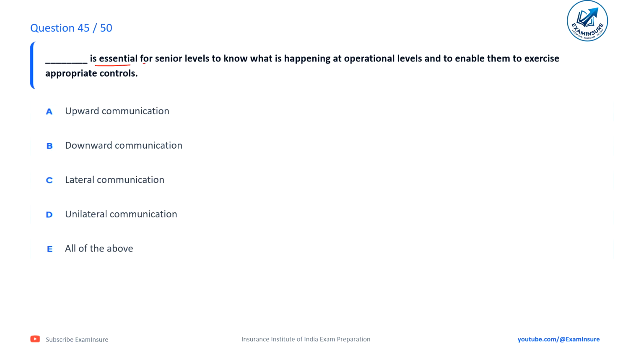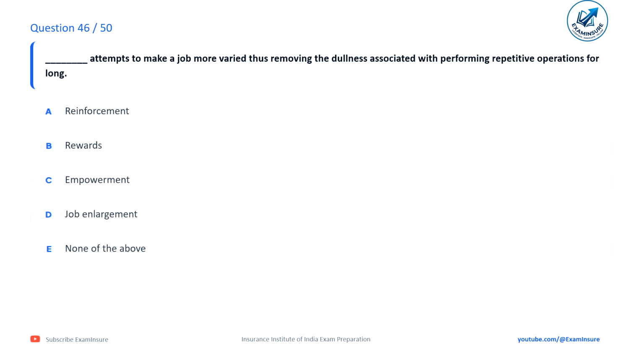Which of the following is essential for senior levels to know what is happening at the operational levels and to enable them to exercise appropriate controls? Upward communication, downward communication, lateral communication, unilateral communication, and all of the above. So the correct answer is upward communication.